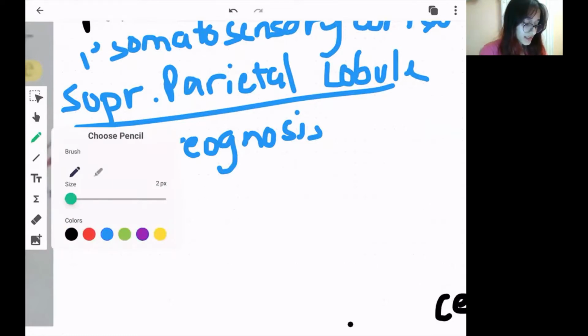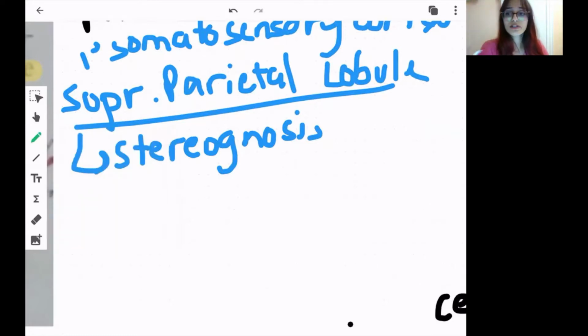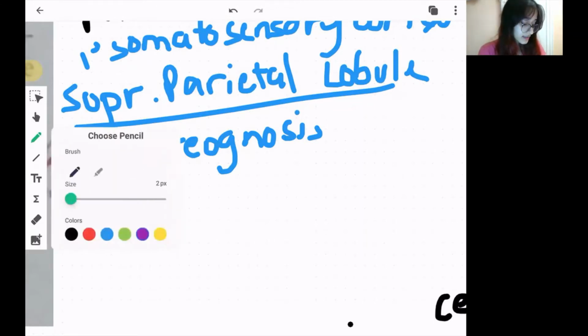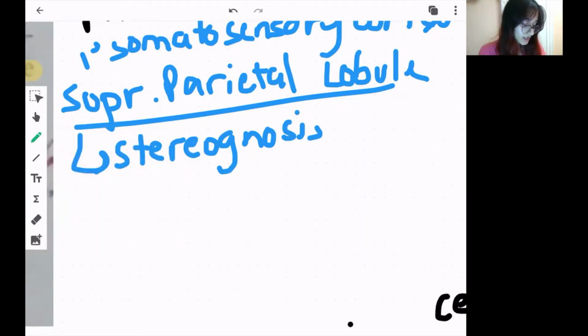What it means is that when you touch an object, all the sensations are received in the primary somatosensory cortex, but recognizing an object by touching it without seeing it is called stereognosis, and that is done by the superior parietal lobule. There's also the supramarginal gyrus.